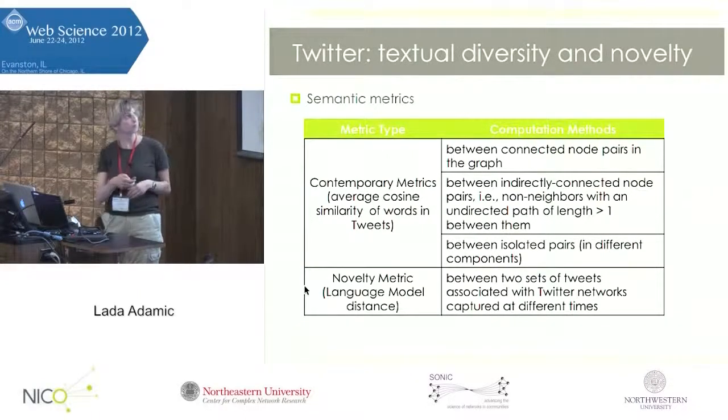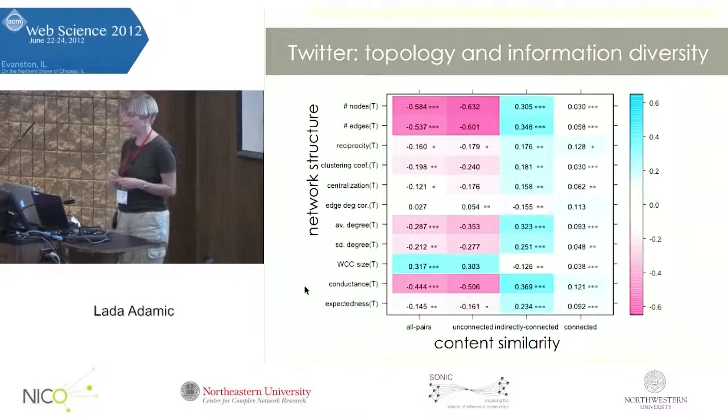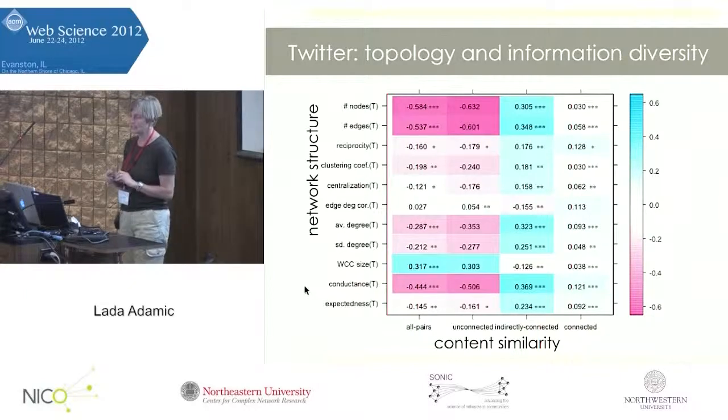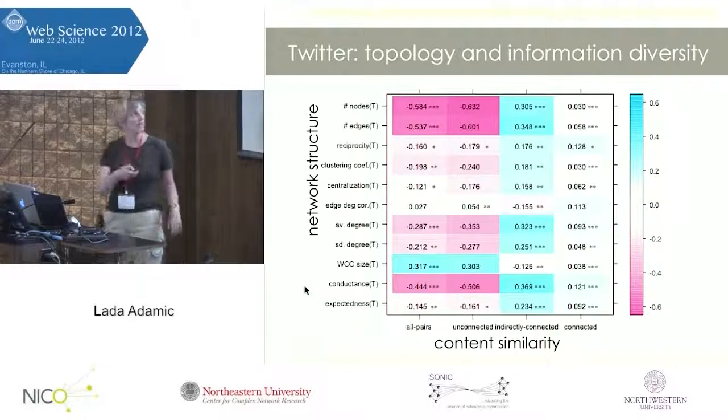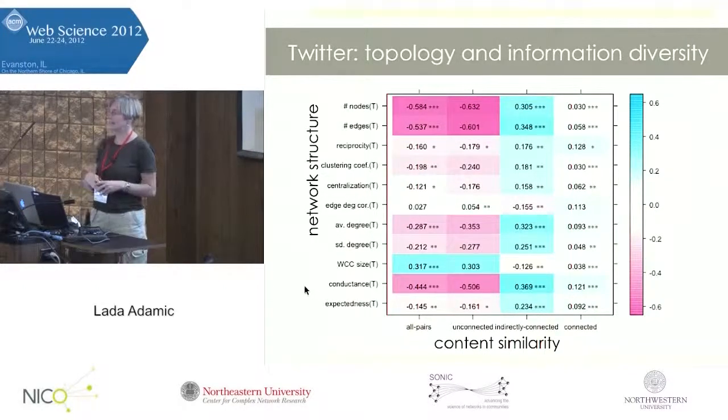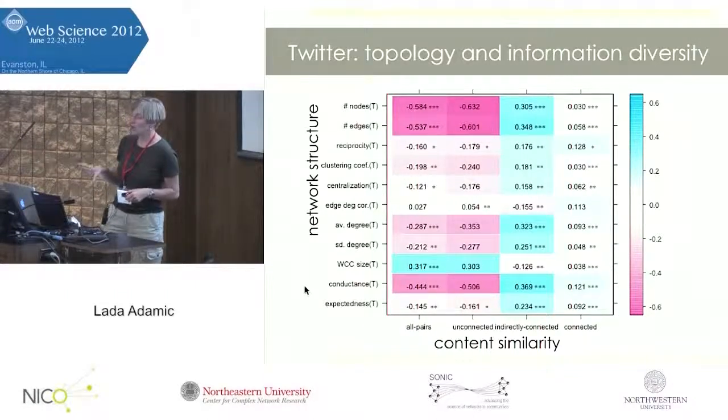What we find for Twitter is that the correlations are higher. And we think this is because, first of all, many of the network metrics capture is there interaction at all, because are people mentioning each other or not? And first, let me point out that for users who are directly connected, the correlations are low.